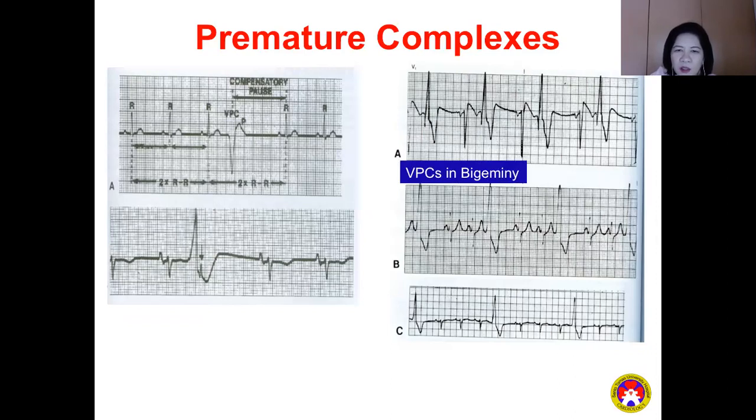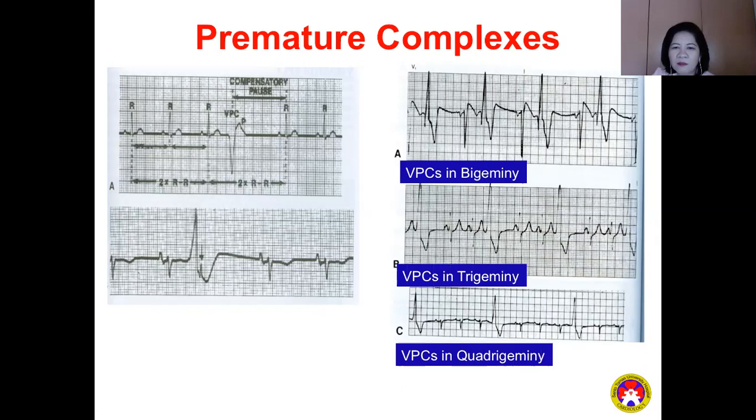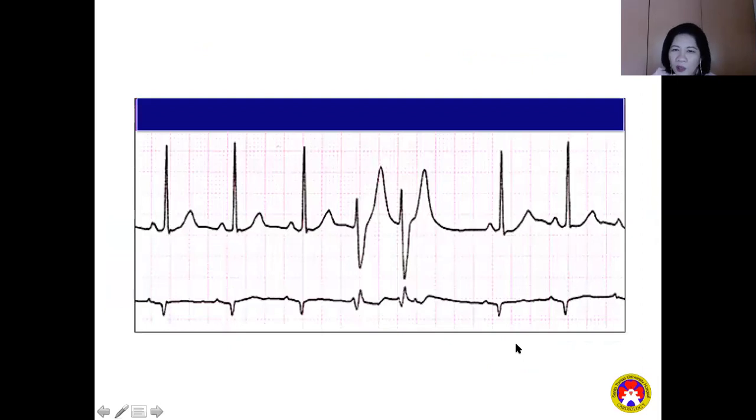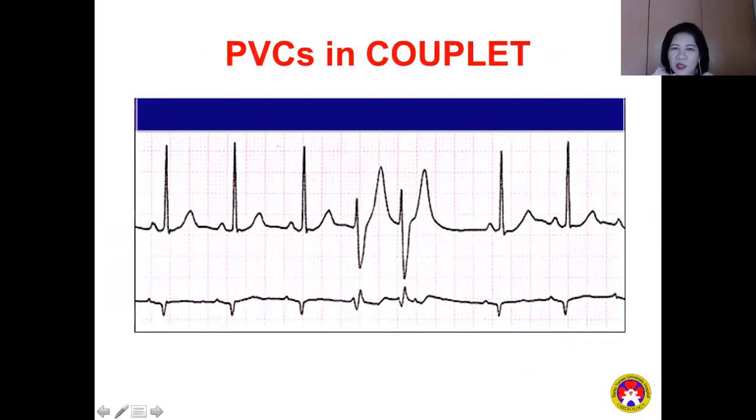Now, in the second, or middle tracing, we see the PVC on every third beat. So this is a PVC in trigeminy. And in the last, every fourth complex is a PVC. So this is a PVC in quadrigeminy. Okay, so what is this again? We have learned that when they occur side by side, then this is a PVC in couplet.